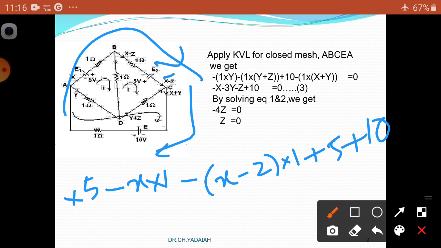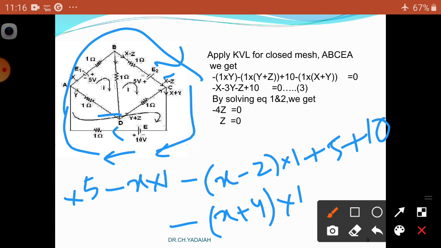Okay. Now coming to here. So this direction, the current is in the same direction, so take the minus. What is the current? X plus Y, into what is the resistance? Into 1 ohm. Coming to here A, we reach the same point, equal to 0.